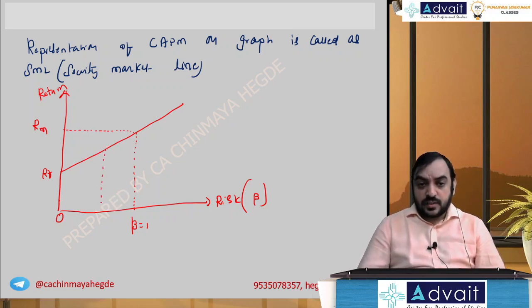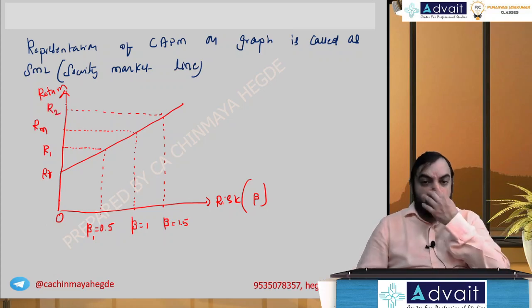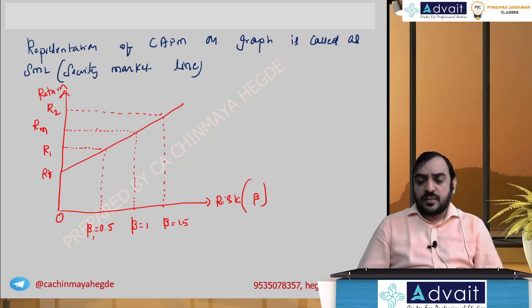And if I select something here, that is beta equals, let's say, 0.5, meaning less risky than the market, and the return of that security, let's say R1, return of security 1. Similarly, if I take something here, beta more than 1, more risky than the market, let's say beta equals 1.5, let's say this is R2. So if you take the same risk as the market, you will have the same return as the market. If you take more risk, you will get more returns. And this is expected return or required return.